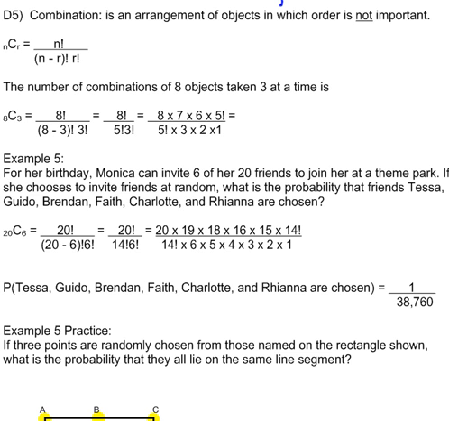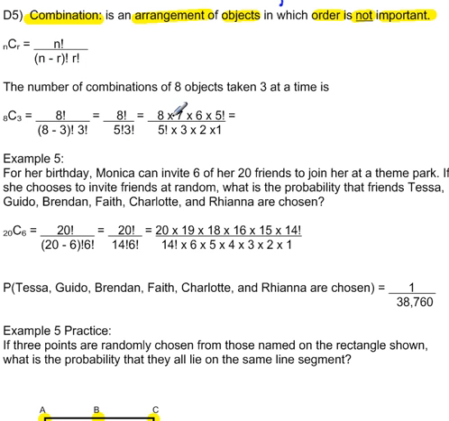Okay, we're going to talk about a combination real quick, and that will finish us up. This is an arrangement where the order of the objects is not important. The order is not important. And here's your formula. We've been using formulas through the whole video.